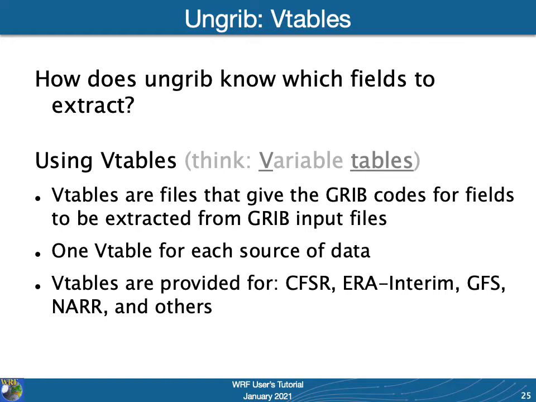So different sources of Grib data typically use different codes to refer to the same field. As a consequence, we need different vtables for different sources of data. But when we provide the WPS, we provide vtables for many common sources of Grib data, for example, CFSR, ERA Interim, GFS, NAR, and quite a few others.